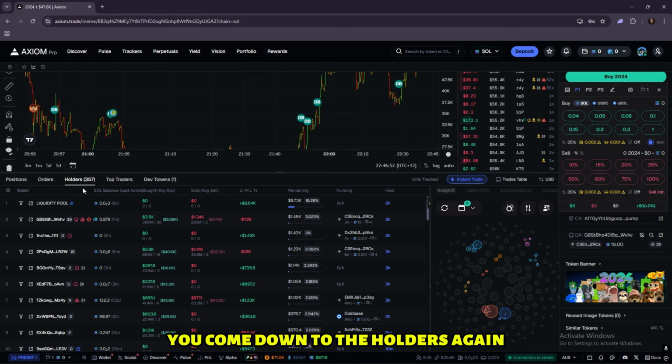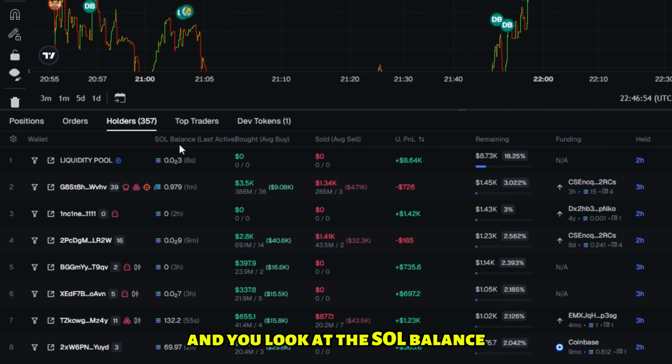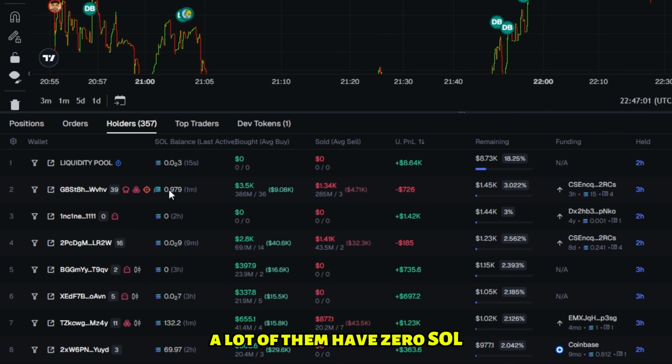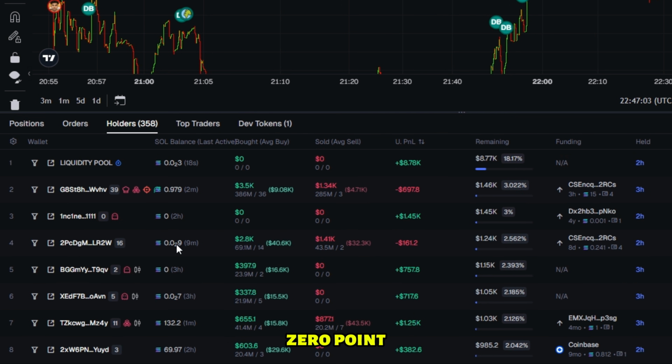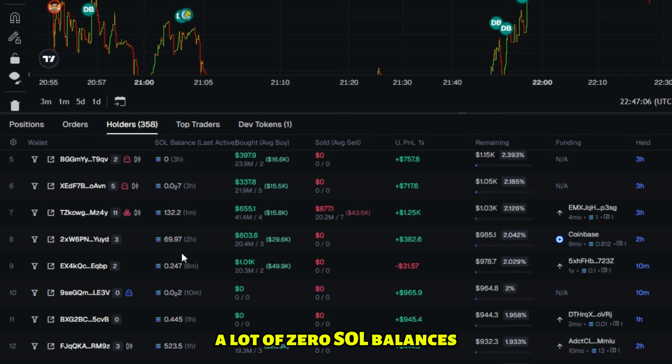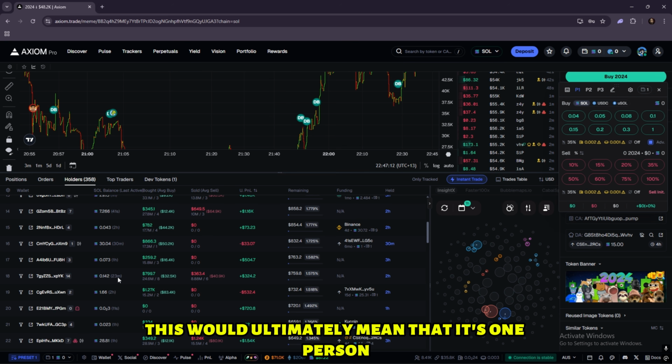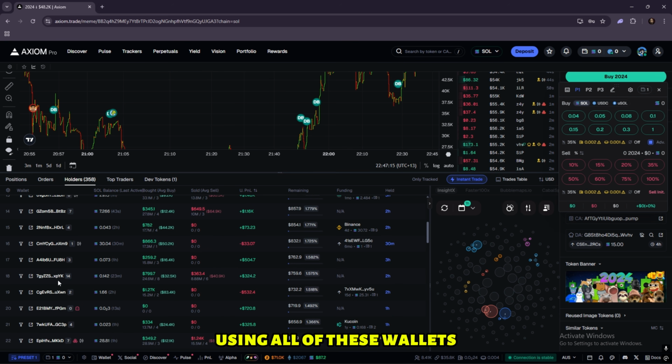Method number 4, you come down to the holders again and you look at the SOL balance. If you notice that the top 10 holders or even top 20, a lot of them have 0 SOL, 0.029, a lot of 0 SOL balances as you can see here. This isn't a good sign. This would ultimately mean that it's one person using all of these wallets.